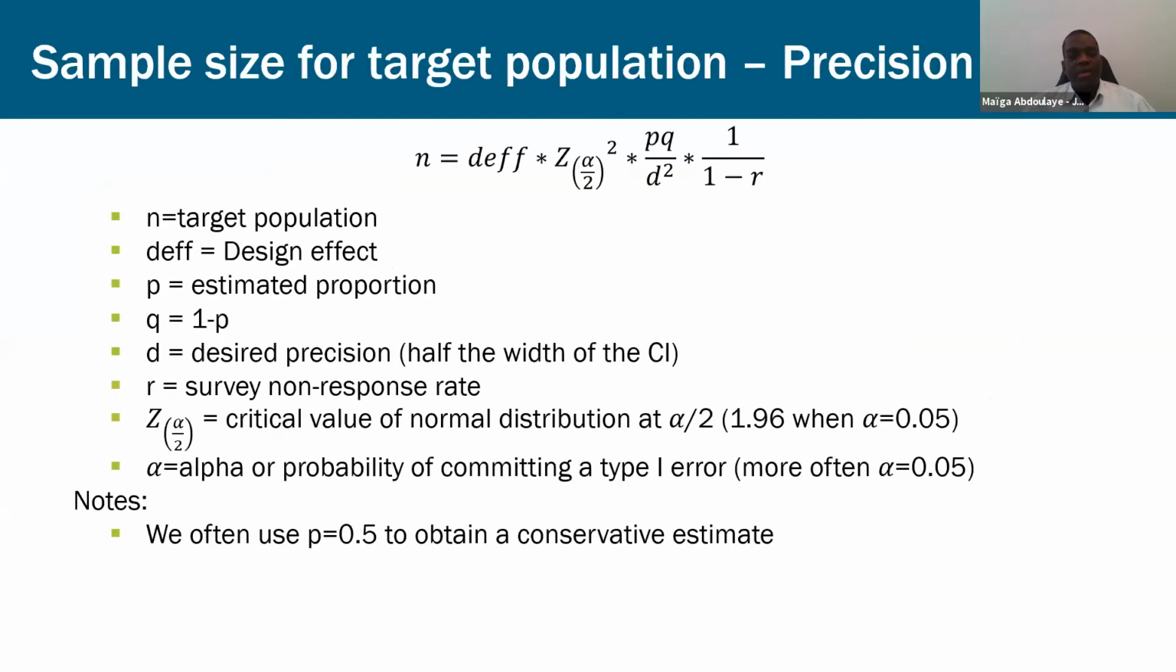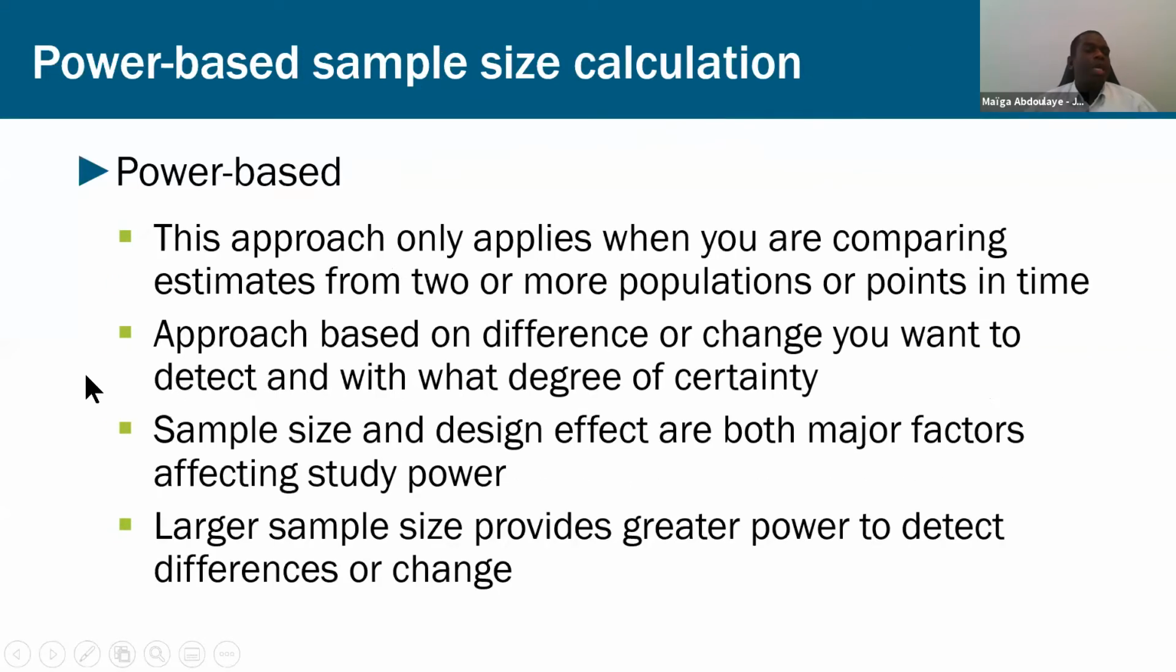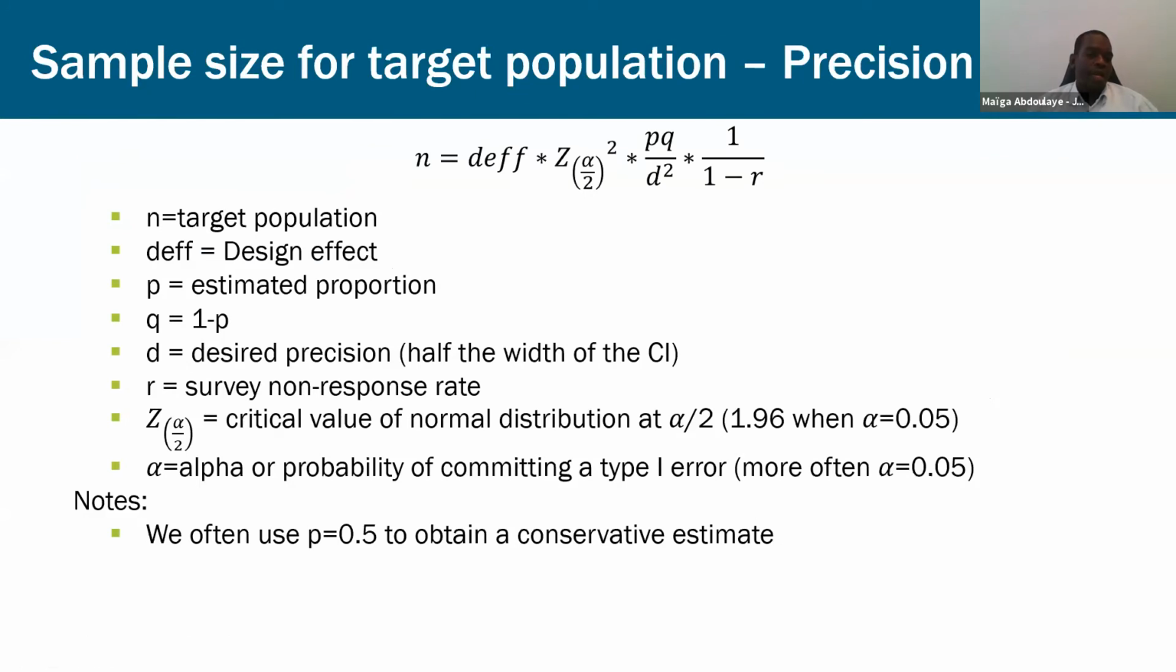So this is basically the formula used for sample size calculations based on precision. This is a common formula, so I'm not going to spend time on it, but there are some inputs we need to care about, and we are going to talk about them later: the design effect, the estimated proportion, the desired precision, and also the response rate, which are critical inputs for the sample size calculations.